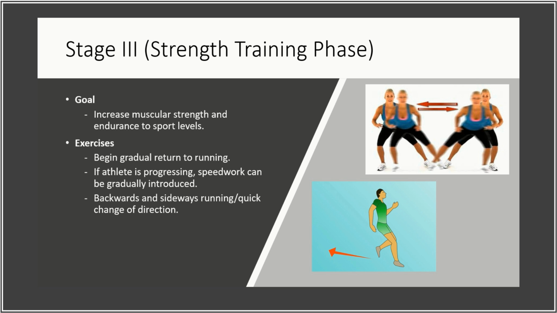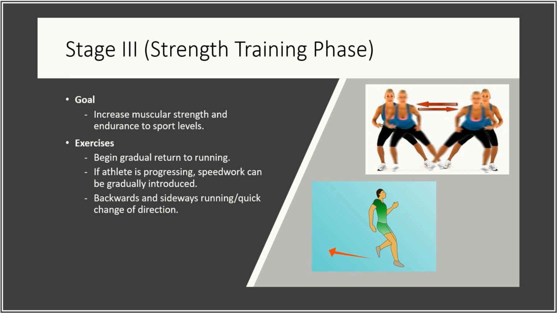The goal of this is to increase muscular strength and endurance to support levels. The exercises should be rather simple, and it should begin with gradually returning to running. And if the athlete is progressing, speed work can be gradually introduced, and backwards and sideways running and quick change of direction should also be introduced to see how the athlete is doing with the exercise.